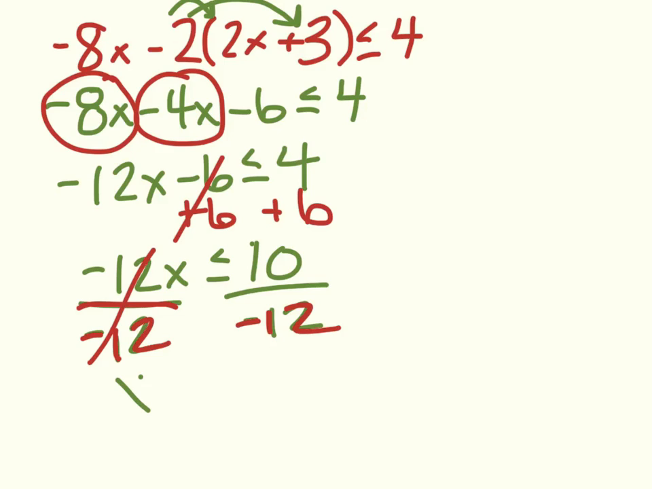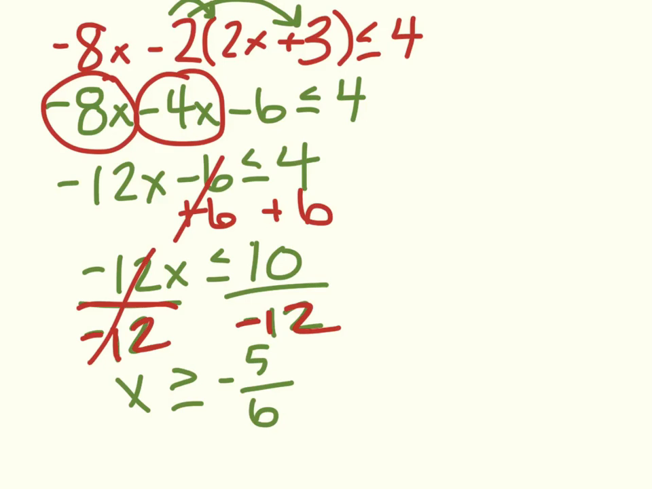Okay, so I'm flipping my sign. Instead of the little end pointing toward the x, I'm now going to have the big end pointing towards the x. And I'm going to go ahead and simplify my negative 10 over 12 to negative 5/6.